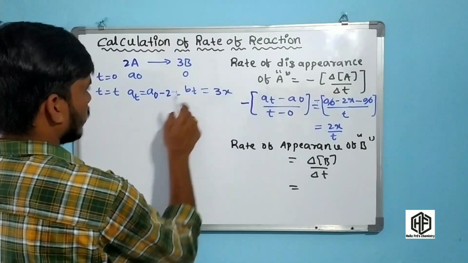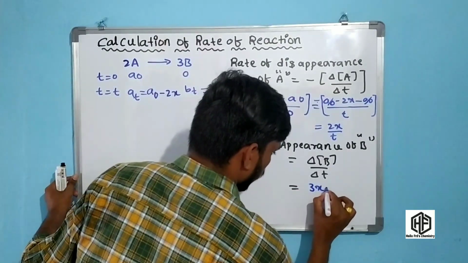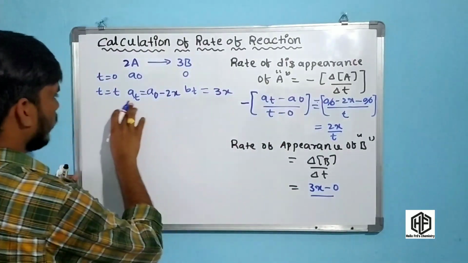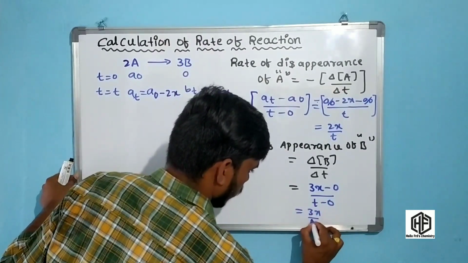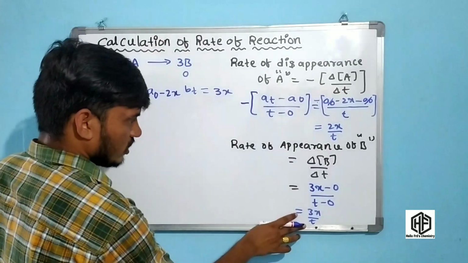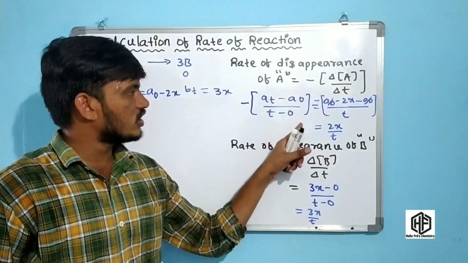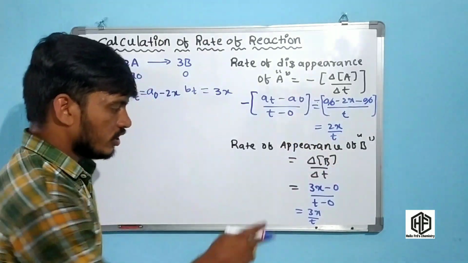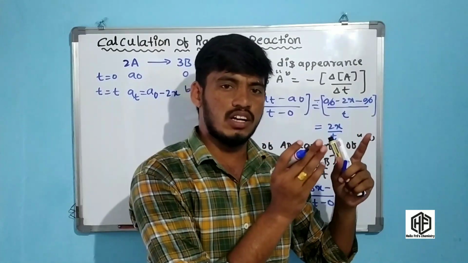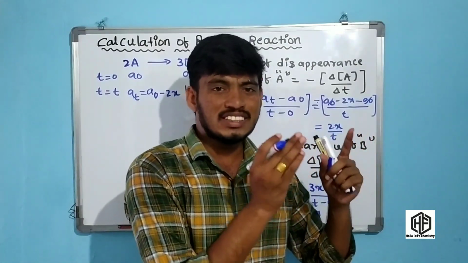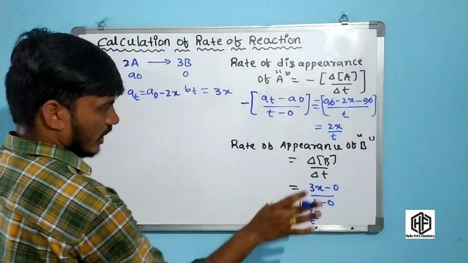Now substituting the values, friends. What are the values? This is 3x minus 0 by t minus 0, so this is 3x by t. Okay friends, the rate of appearance of B is 3x by t and the rate of disappearance of A is 2x by t. These two cannot be equal, but the rate of reaction, the disappearance of A, is equal to the appearance of B in this example, though these two cannot be equal.